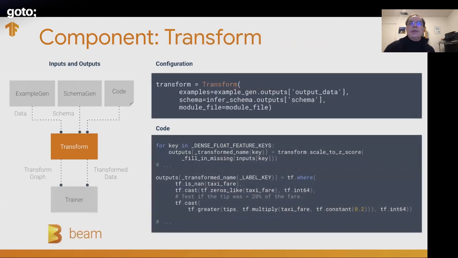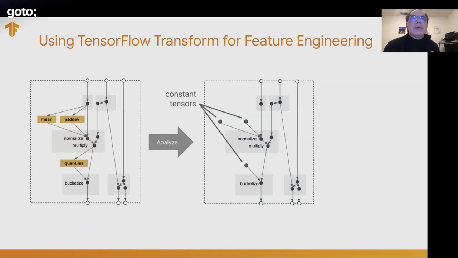Transform is where the feature engineering is done. And the code for Transform is really going to depend on the kinds of feature engineering that you need to do. It's going to use the schema and the statistics that were generated. But you're going to be writing code here to do your feature engineering. One of the important things that Transform does is it takes the transformations that you give it, and it creates a TensorFlow graph from those transformations.